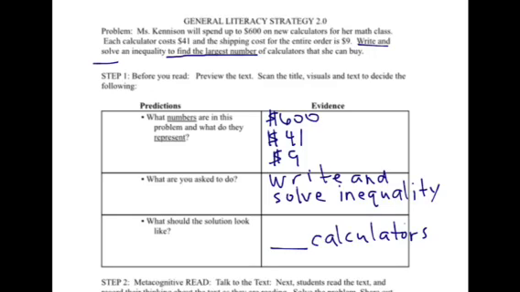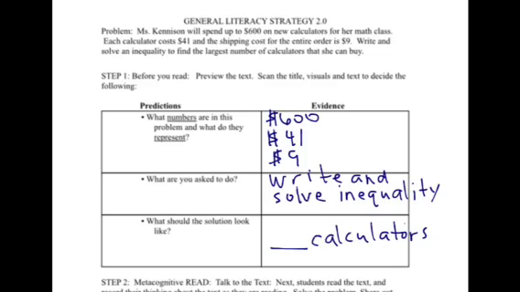Step 2, the metacognitive read, where we're going to look for specific things to give us details about the story. We're going to stop at the end of each sentence and talk about what we read. All right. It says, Miss Kennison will spend up to $600 on new calculators for her math class. All right. You might be asking yourself things like, is that her money? Is that the school's money? What kind of calculators is she getting?